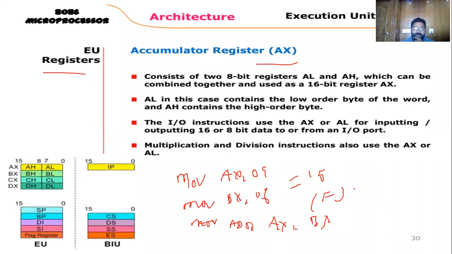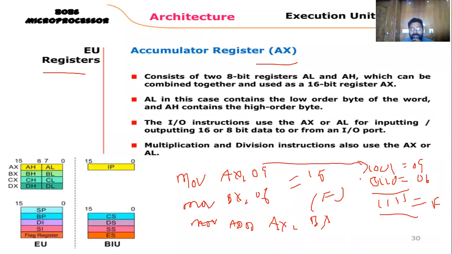15. So whenever you add the two numbers 09 and 06, first of all, you convert them to 1001 and 0110. The sum 1111 is nothing but the F. First of all, this data is converted to machine language. Then add the data, and the result is F. Where is this F stored? Where is this F? So the addition instruction is performed.